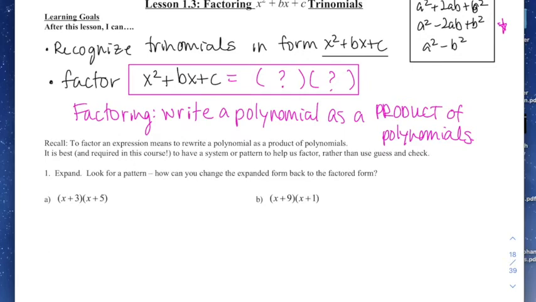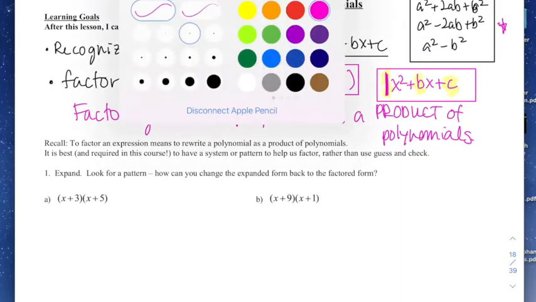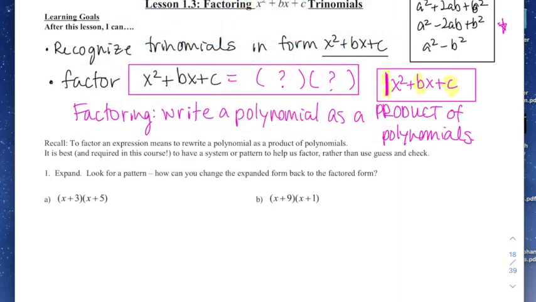One thing I want to mention before we get started is that x squared plus bx plus c, the way we know it has this form is that the coefficient of x squared is 1. Then we have b as the coefficient of x and c as a constant term. That is how we recognize this form. So let's look for a pattern, and we're going to do that by expanding.